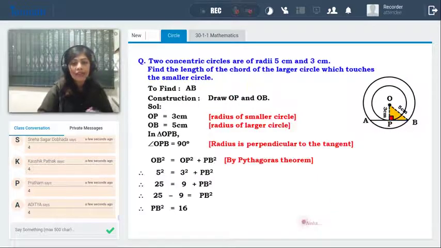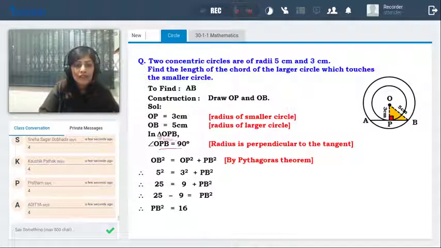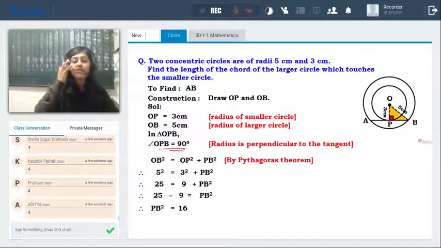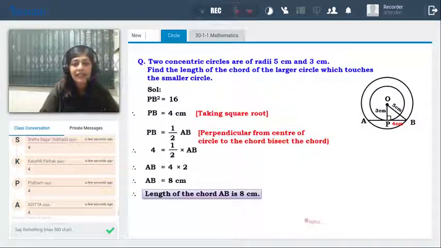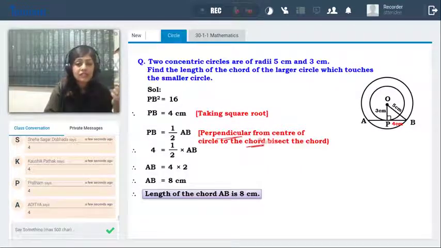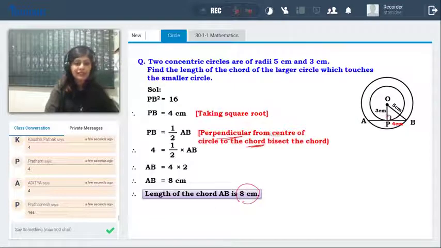Let's quickly see how we write the steps. The first thing we do is we observe that OPB is 90 degrees because the radius is perpendicular to the tangent. Next, we find the length of PB, which is 4. Yes, we know that. And the next thing we need to say is that the perpendicular from the center of the circle to a chord bisects the chord. Students, it's extremely important to write reasons. The moment you miss a reason, your half mark gets cut immediately. All right, that's how we get 4 plus 4, which is 8.